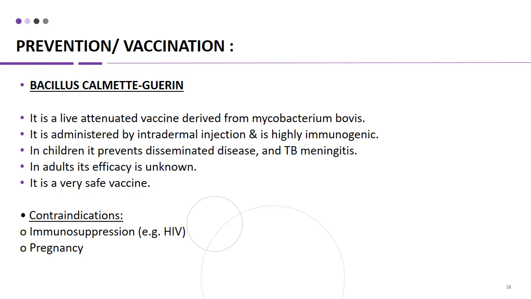So BCG vaccine is used for the prevention of tuberculous infection. It is a live attenuated vaccine derived from Mycobacterium bovis. It is administered by intradermal injection and it is highly immunogenic. In children, it prevents disseminated disease and TB meningitis. In adults, its efficacy is unknown. It is, however, a very safe vaccine.